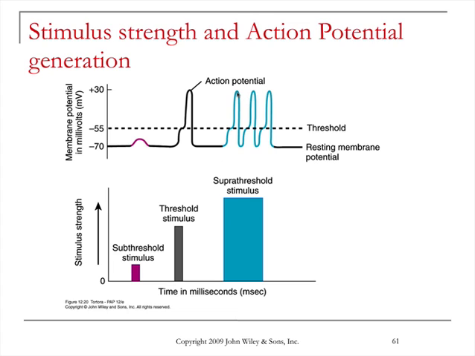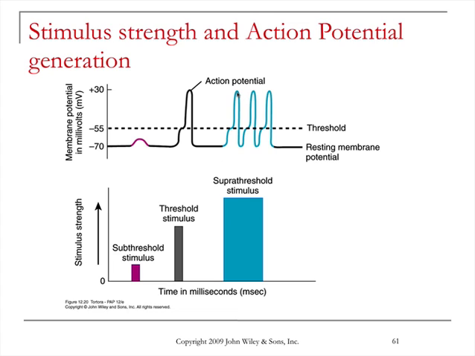The all or none principle states that an action potential will either occur completely or not at all. In other words, if the inside of the neuron reaches threshold level, then an action potential will occur, but there's not different strengths of action potentials.